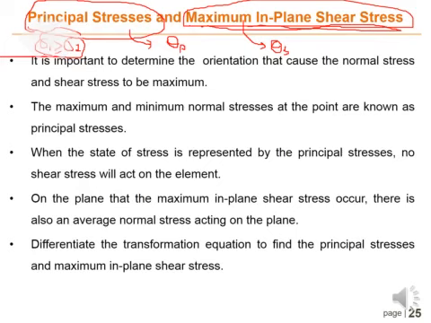It is important to note that when the state of stress is represented by the principal stress, there will be no shear stress acting on the element. So let's say here you are having sigma 1 and sigma 2, which are the principal stresses. Here there will be no shear stress acting on this element.